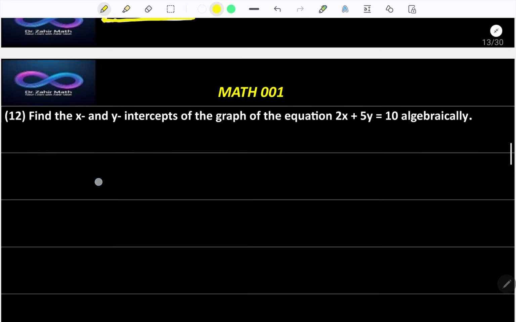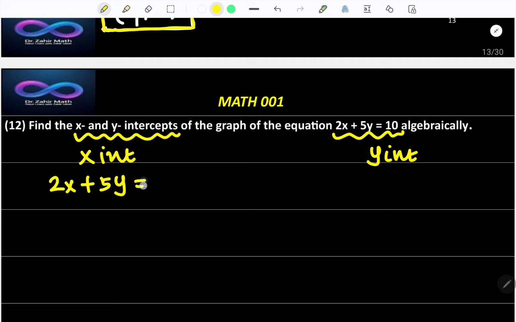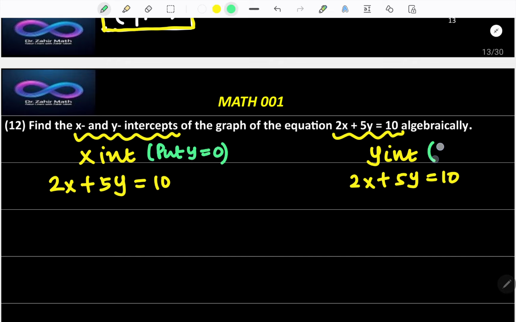Let us do one more question. Find the x and y intercepts of the graph of the equation. So I'm going to find the x intercept and I'm going to find the y intercept. So 2x plus 5y is equal to 10. And what is the rule here? The rule is put y equal to 0. What is the rule here? Put x is equal to 0.